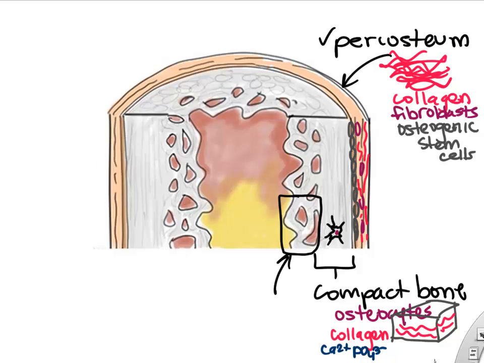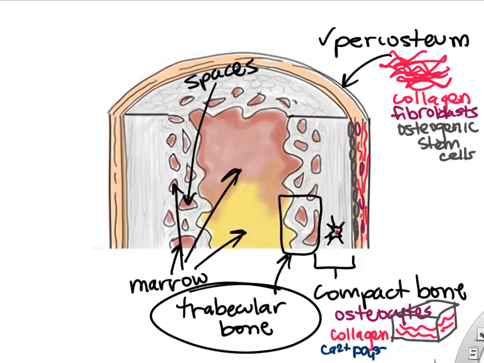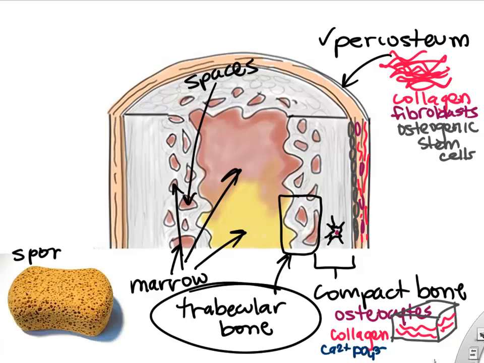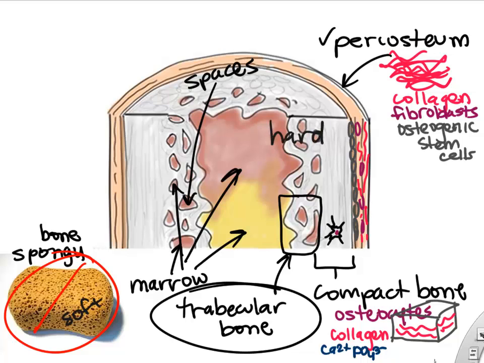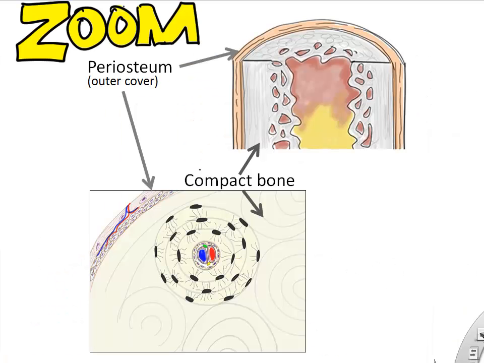Then deeper to that is the trabecular bone. The trabecular bone, you can see, has little spaces that are filled with bone marrow, either red bone marrow or yellow bone marrow, filling the trabecular bone. Trabecular bone is hardened. Some textbooks call it spongy bone, which I don't really like because that makes me think of it as soft, but it's really all hard. I think the reason they liked spongy was because there were spaces in it. So we'll call it compact bone and trabecular bone.